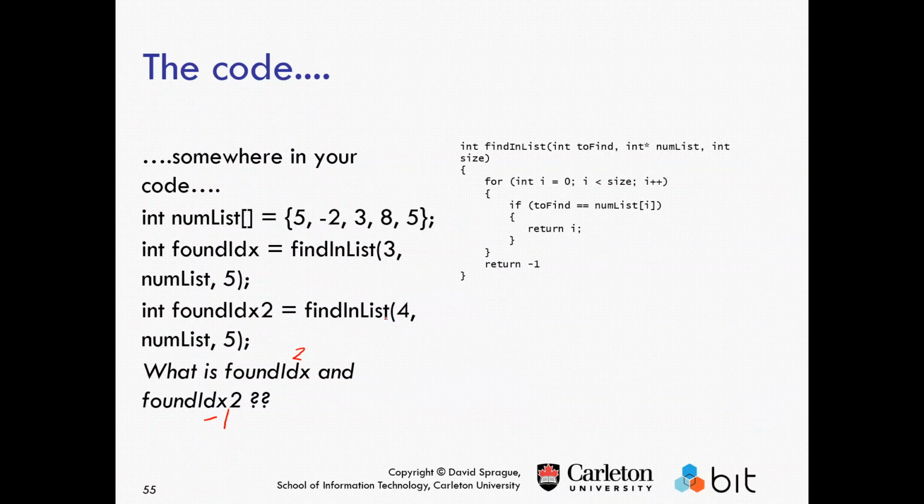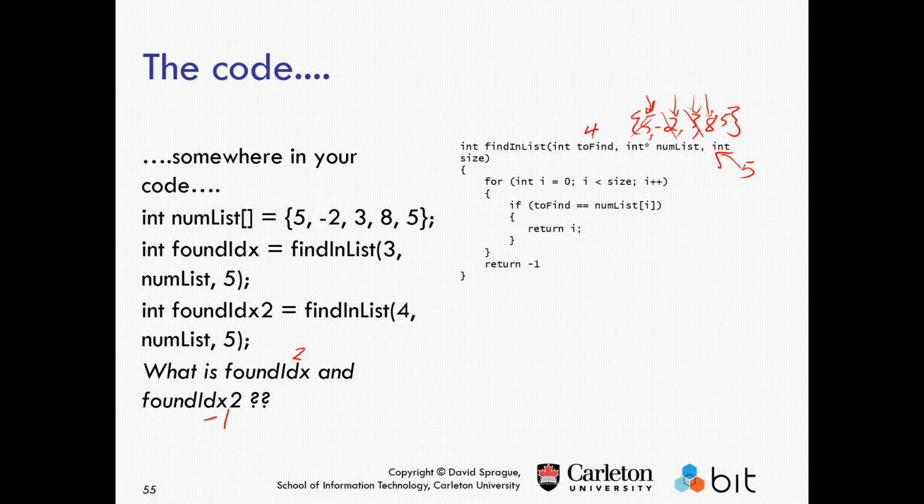Next time I call find in list, now I'm looking for 4. So let's put some of these in there. 4, this is 5, -2, 3, 8, 5. This value is 5. All right, so I'm looking at start position 0. Is it what I'm looking for? No. Move on. Look for the next one. Is it what I'm looking for? No. Move on. Is 4 equal to 3? No. Move on.